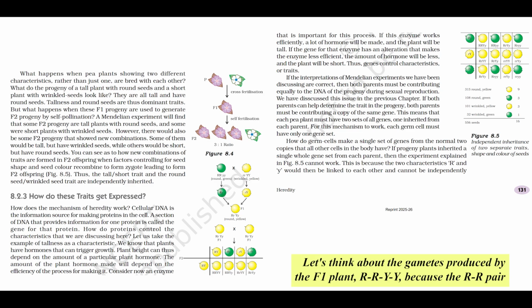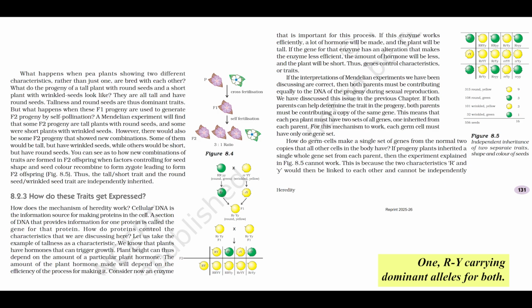Let's think about the gametes produced by the F1 plant, RrYy. Because the Rr pair assorts independently from the Yy pair during meiosis, which we'll discuss more later, an RrYy plant can produce 4 types of gametes in equal proportions. 1, RY, carrying dominant alleles for both. 2, Ry, carrying dominant for shape, recessive for color. 3, rY, carrying recessive for shape, dominant for color. 4, ry, carrying recessive alleles for both.